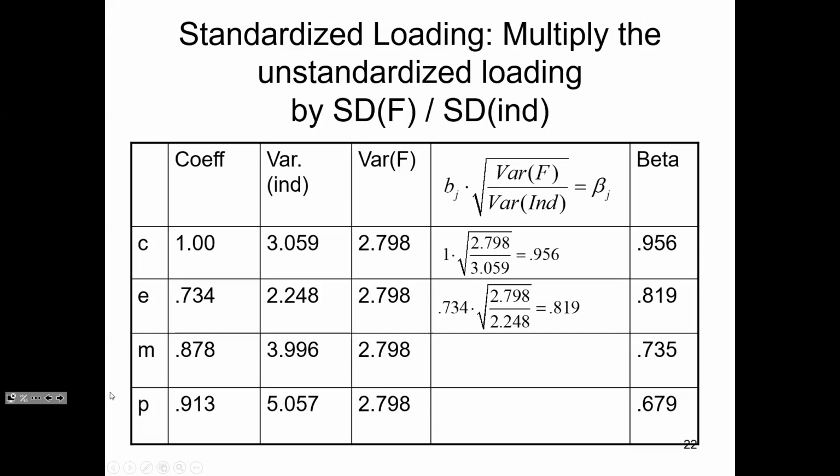We can just take the unstandardized loading and divide it by the square root of the variance of the indicator. And again, I'm talking about the square root of the variance of the indicator that comes from the sample statistics, not the square root of the error variance of the indicator, but the square root of the entire variance of the indicator. Does that make sense?